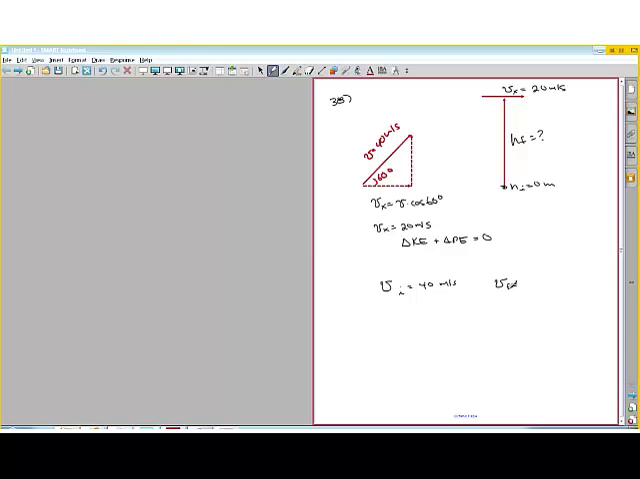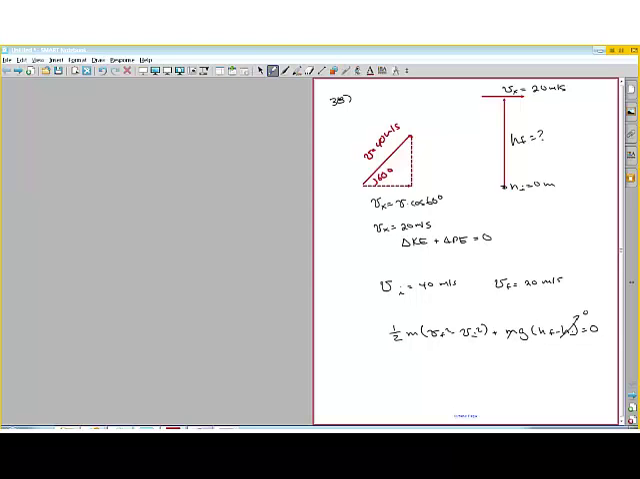Our final velocity is equal to 20 meters per second. And what else do we know? We know the mass, but it doesn't really matter because it cancels out. So let's write the change in kinetic energy is 1/2 the mass times v final squared minus v initial squared. And we add that to the potential energy change, which is mass times acceleration due to gravity times h final minus h initial. And that equals 0.